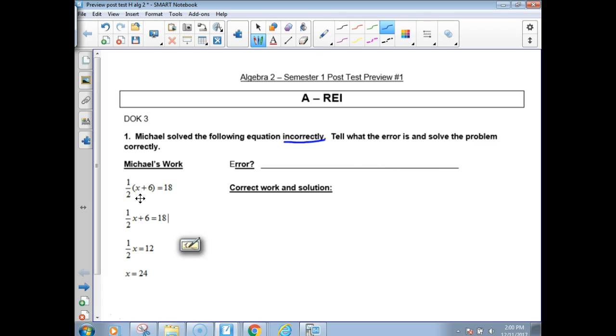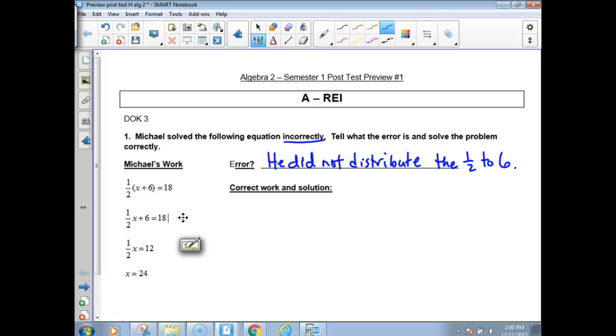All right, so we start looking at his work. Okay, he did not distribute correctly. He did not distribute the 1/2 to what? Yep. Okay, so if you wrote, I'm not saying this is the only way to write the error, you've got to describe the error in some form. You don't write that he did it wrong. That would not constitute what the error was, okay?